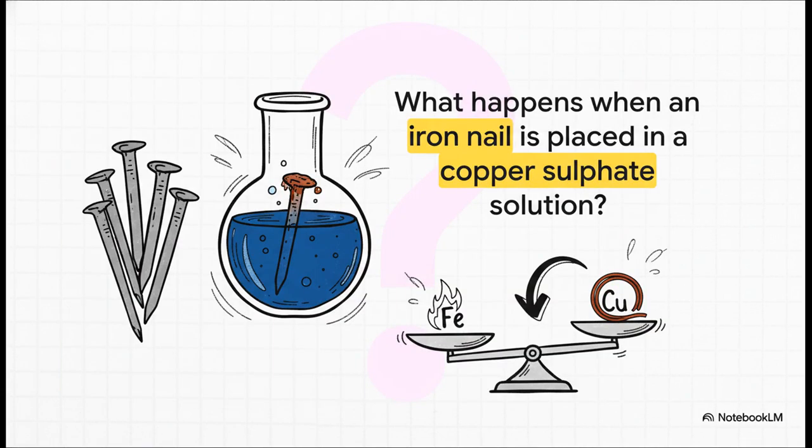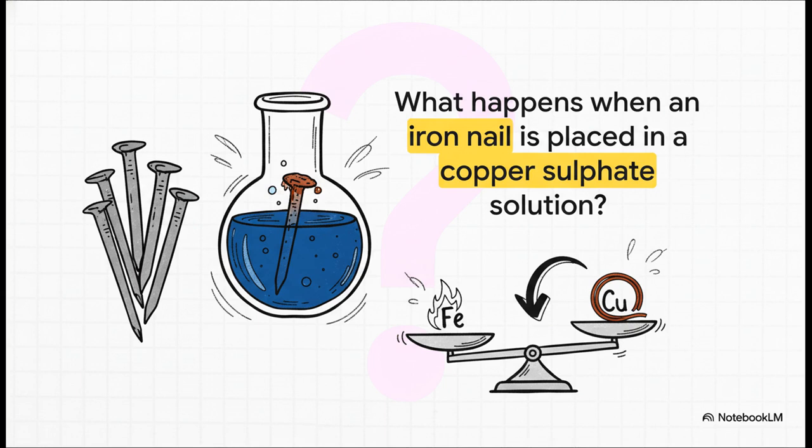Let's look at a classic experiment to really understand this. Imagine we take a shiny iron nail and we dip it into this beautiful blue solution of copper sulfate. What do you think is going to happen? Well, it all comes down to a simple question. Which is more reactive, iron or copper? As it turns out, iron is more reactive. So what's it going to do? It's going to displace the copper, pushing it right out of the solution.